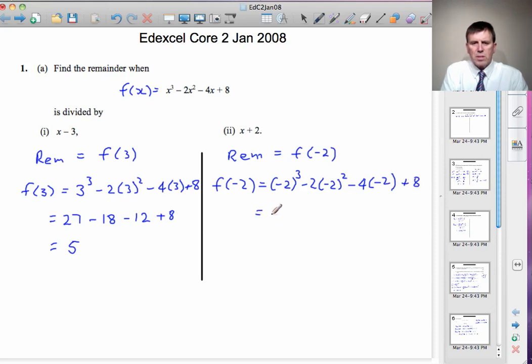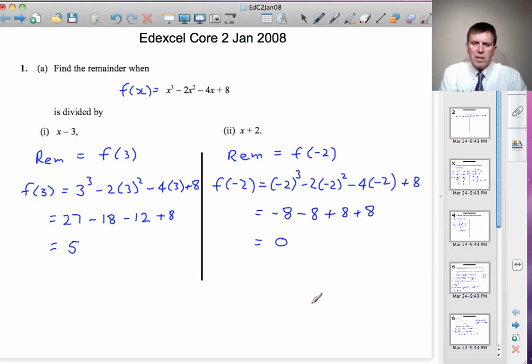Minus 2 cubed is minus 8, 3 negatives multiplying to a negative. Here I've got 3 negatives again, 1 there and 2 there when I square the bracket, so 3 negatives multiply to a negative, and 2 times 2 squared is 8. Minus 4 times minus 2 is plus 8, and then we have the final plus 8 on the end. So that comes to minus 8 plus 8 plus 8, which is 0. So the remainder is 0.